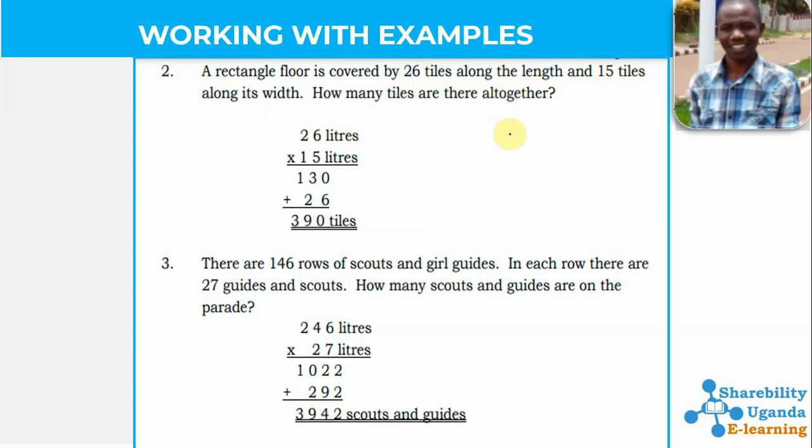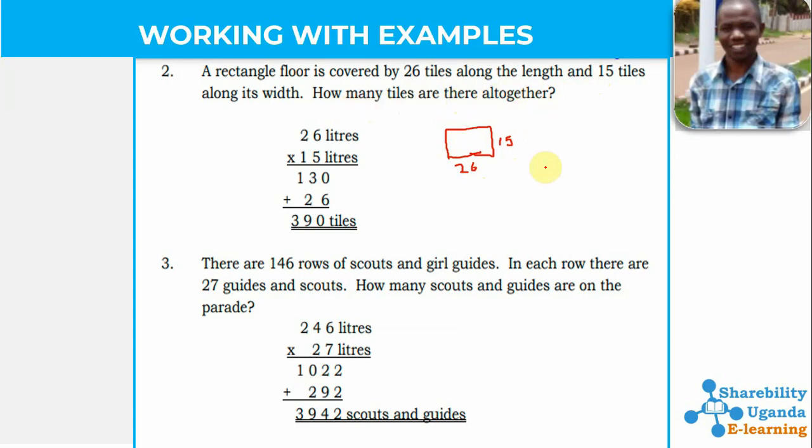So they are telling us that a floor is covered by 26 tiles along the length and 15 tiles along its width. Okay, so we may say that if we have a floor, they are saying a floor is given by 26 tiles along the length. So we can say this is now 26, then 15 tiles along its width. We say this is going to be our 15. This is our floor.